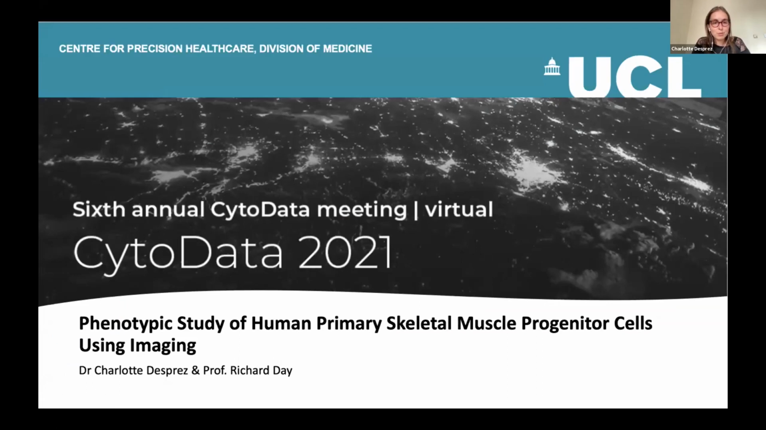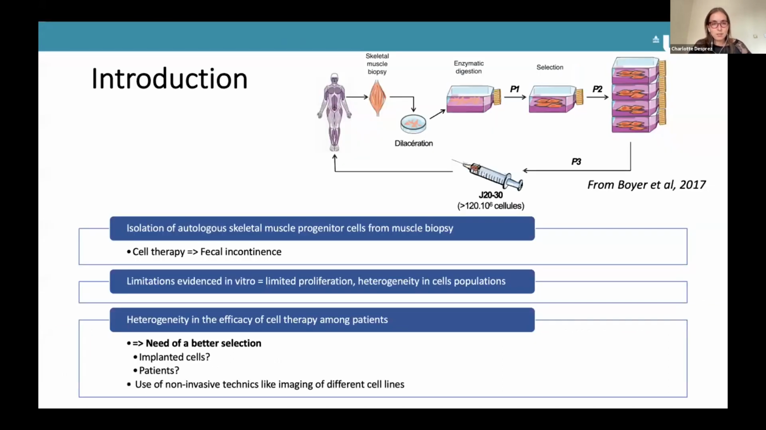I will present to you my work that was realized under the supervision of Richard Day. This work is entitled Phenotypic Study of Human Primary Skeletal Muscle Progenitor Cells using Imaging. Just a very short introduction.